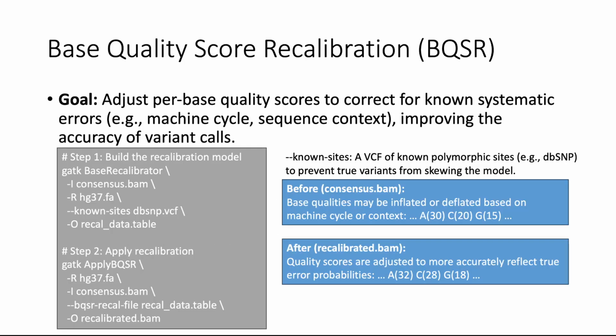Another improvement which could be applied here is base quality score recalibration. It could be used to adjust per base quality scores to correct known systematic errors like machine-generated cycles and sequencing context, and they're being used to improve accuracy of variant calls in the end. So we have, for example, these capabilities in the GATK toolkit like BaseRecalibrator, and they could be applied here.